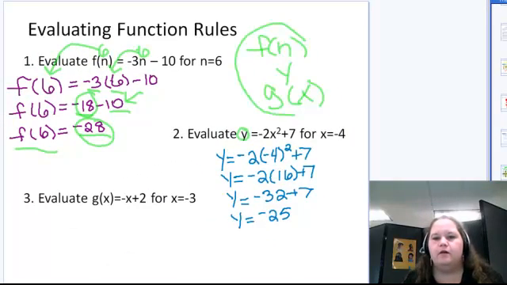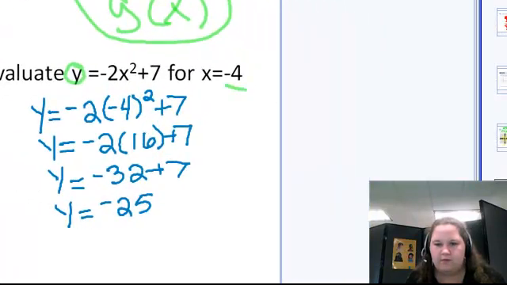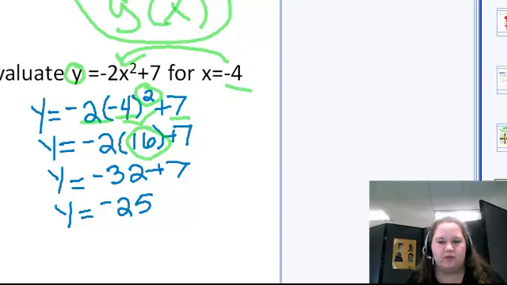All of these here are your output, just like y, f of n, g of x. They're all going to look for the same thing. So here I'm saying put negative 4 in for x, and I get negative 2 multiplied by negative 4 squared plus 7. You do the square first, which gives you a positive 16 multiplied by negative 2, giving you negative 32. Bring down your 7 each time. Negative 32 plus 7 is negative 25.